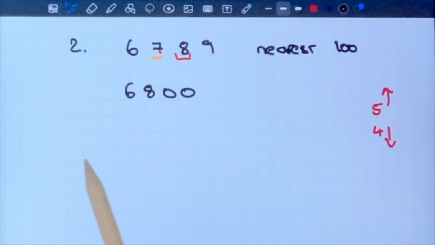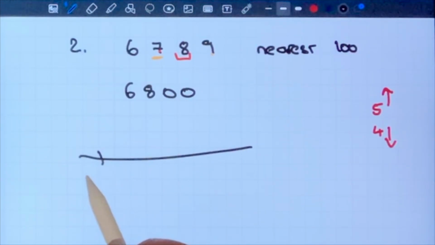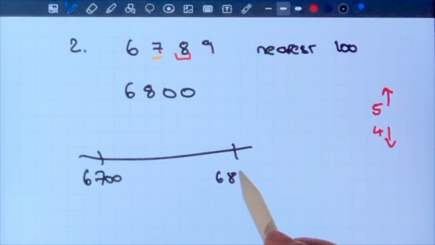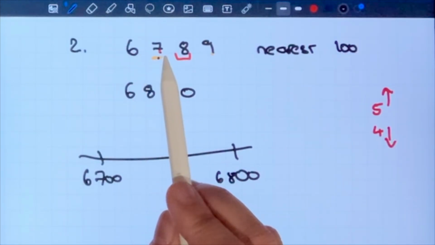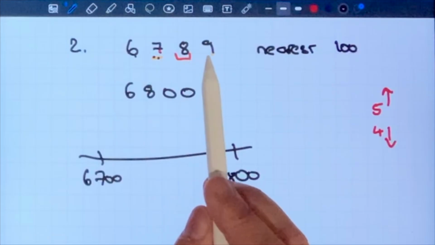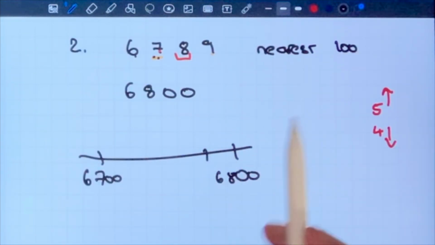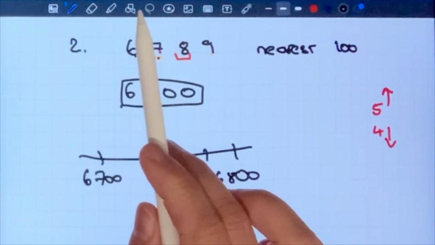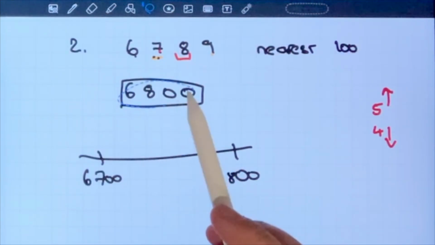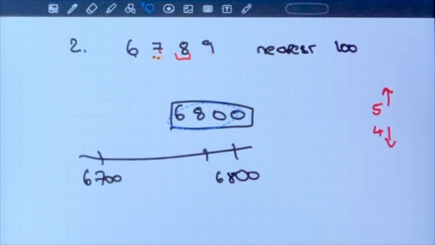This is telling you that the number 6,789 is closer to 6,800 than it is to 6,700. Therefore, this is what we have rounded the number to. Okay.